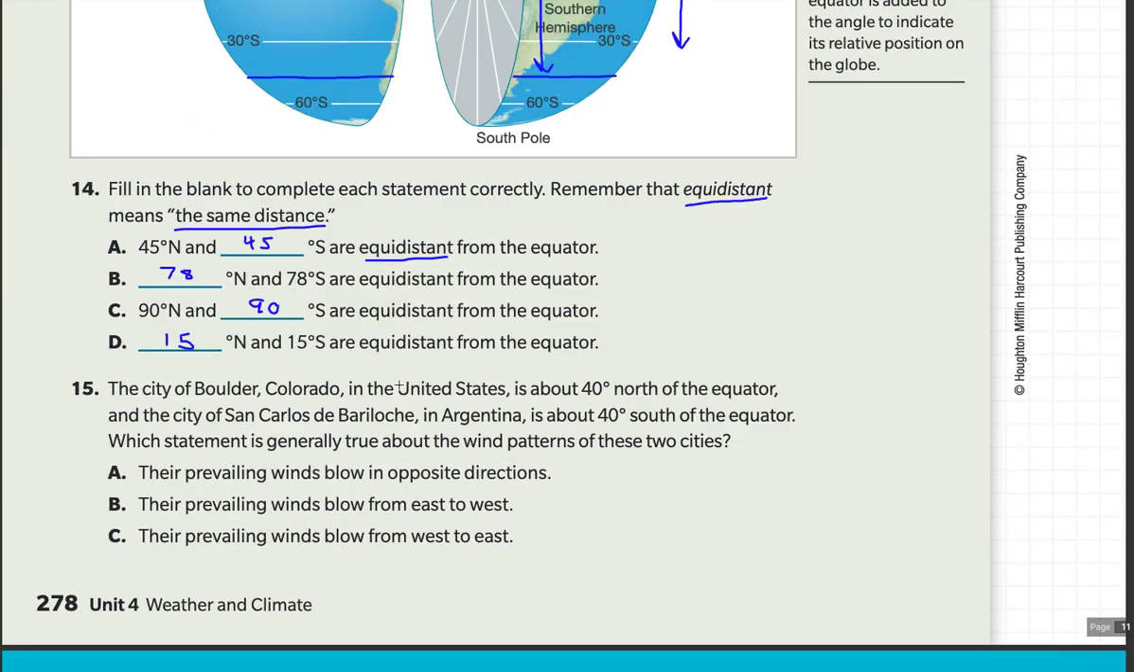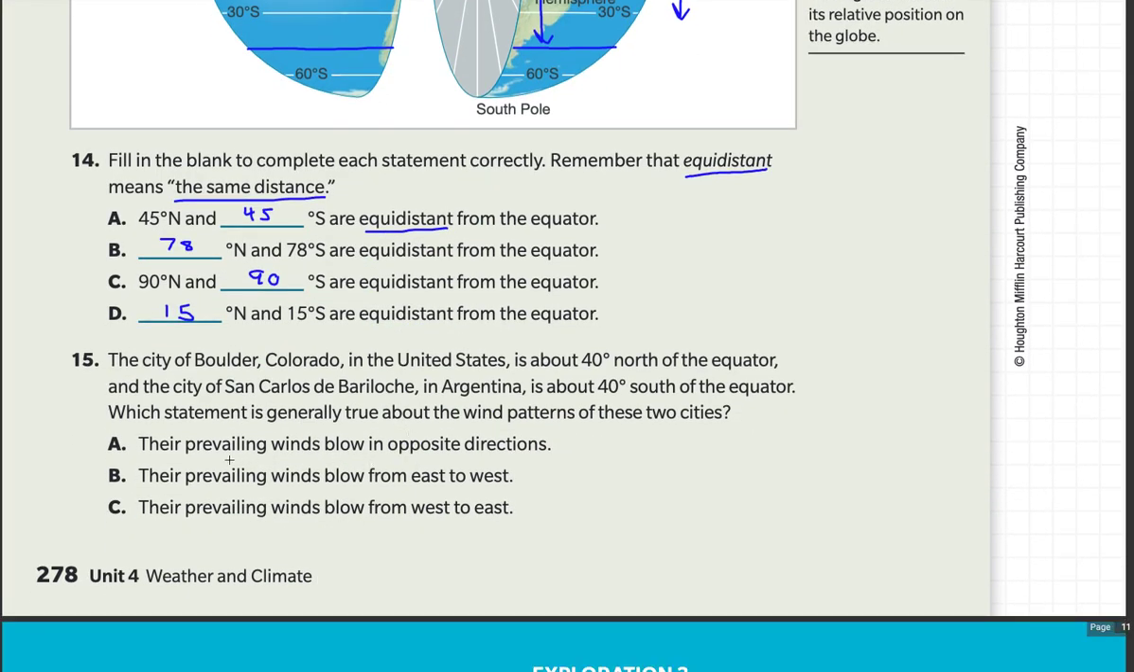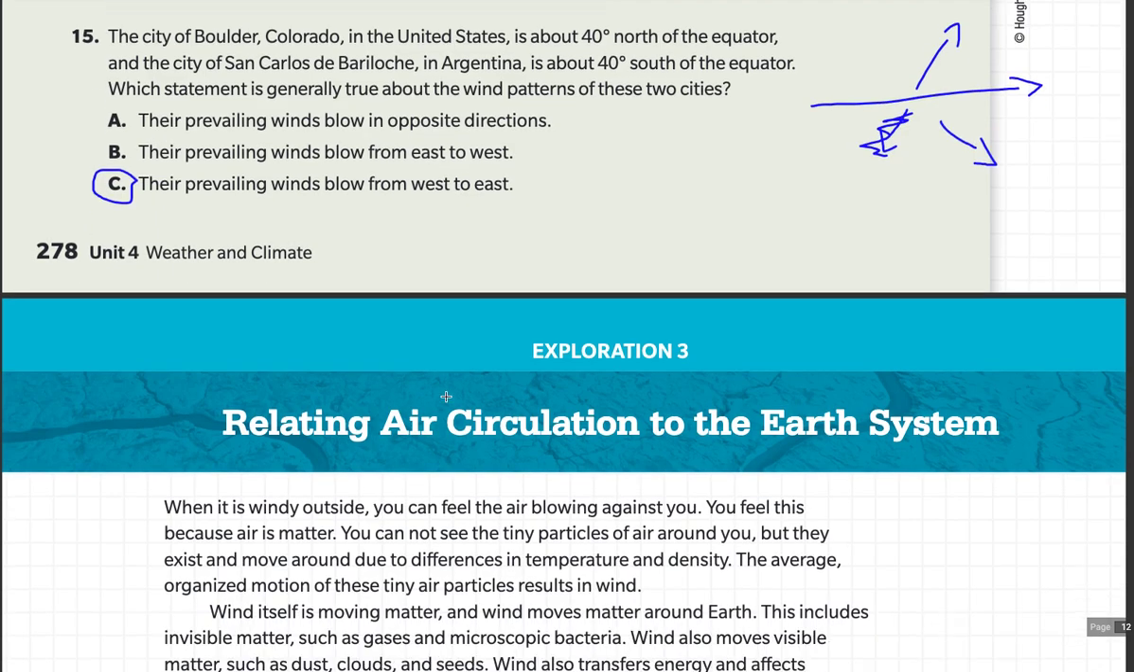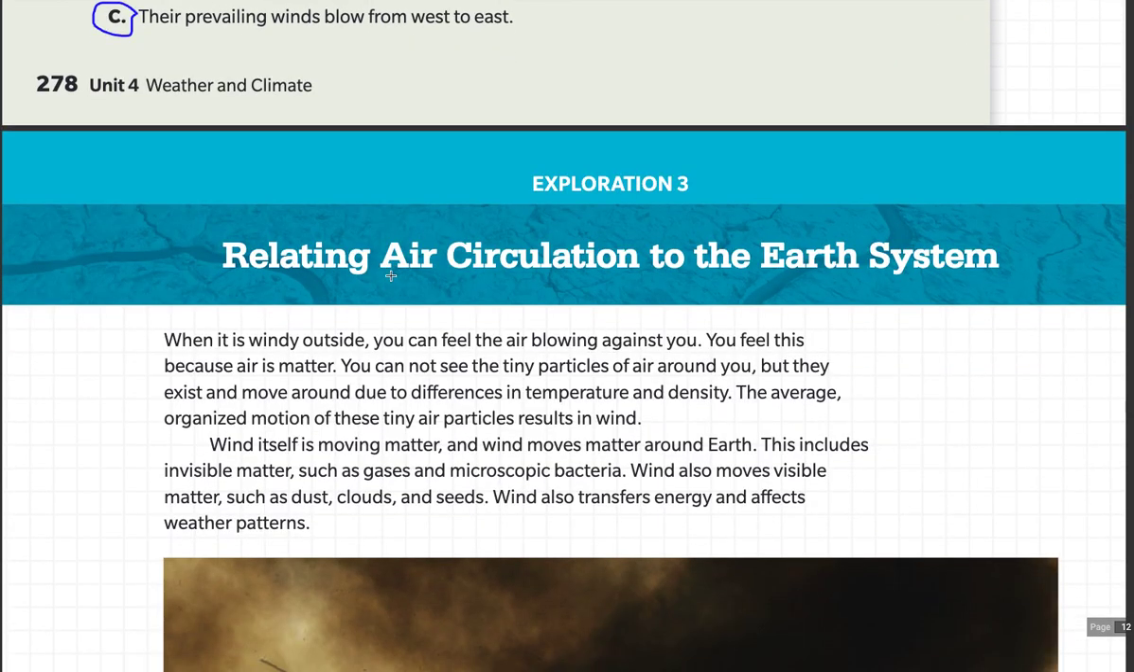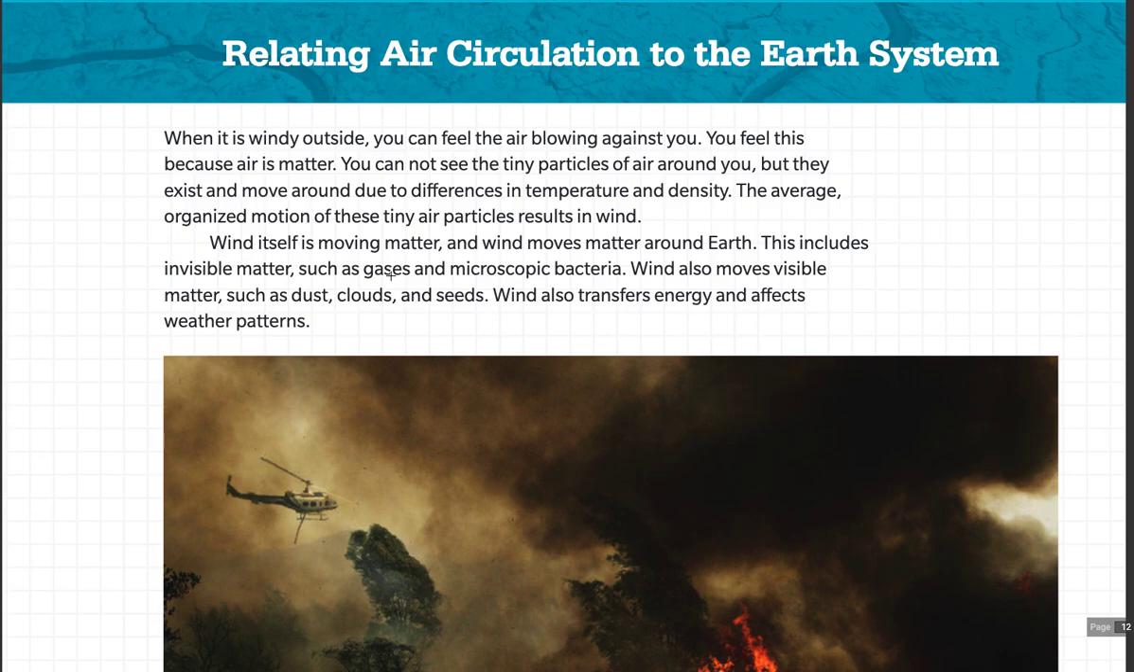Let's check this out. What were our options? They don't blow in opposite directions, right? That means that one would be going this way and one would be going this way, but they're not. They're going this way and this way. Right? So they're both blowing from east to west. That's not true. They're both blowing from west to east, right? They're going up and down, but they're still going from west to east. So there we go. Exploration 3, relating air circulation to the Earth system.